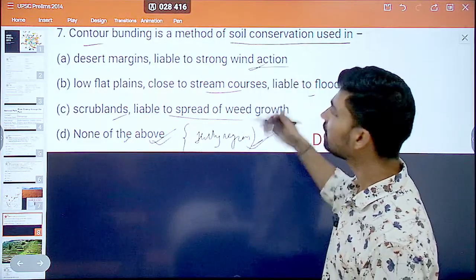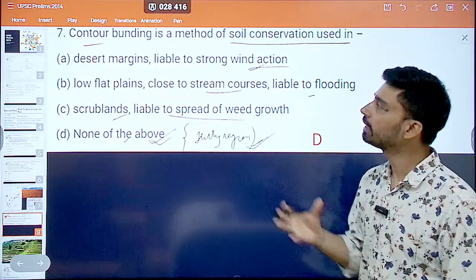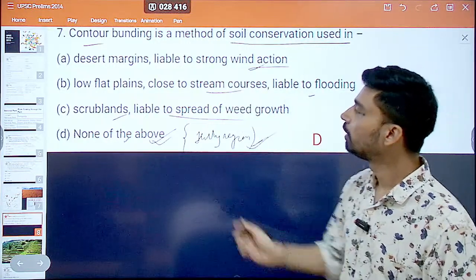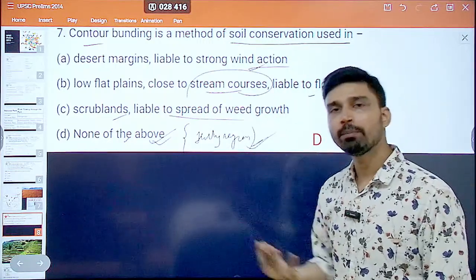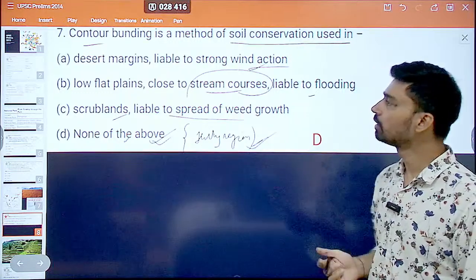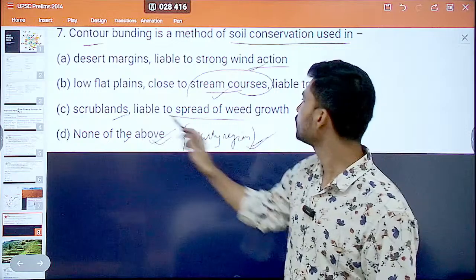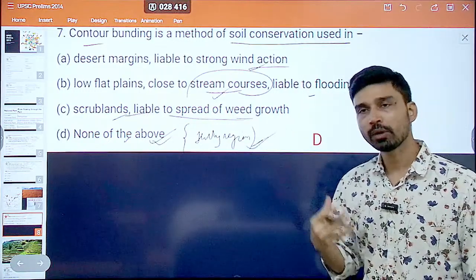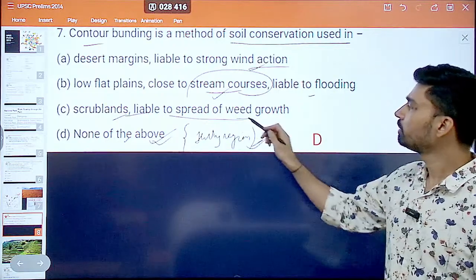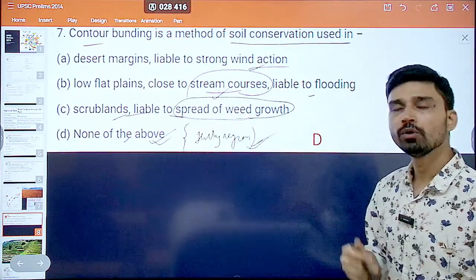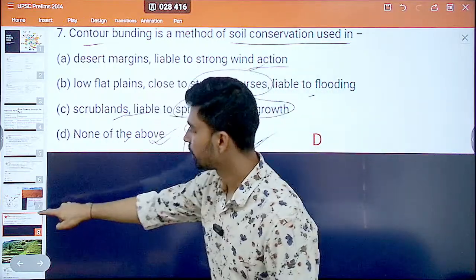Desert margins, again here largely afforestation is considered the best natural mechanism against any kind of soil erosion. Low flat plains, that is near the river banks, construction of embankments, construction of dams and all these things can protect the soils. If we talk about the scrublands where weed growth is happening, obviously you have to use either integrated nutrient management, integrated pesticide management, or you have to use artificial synthetic weedicide to weed out these weeds. That is the option.